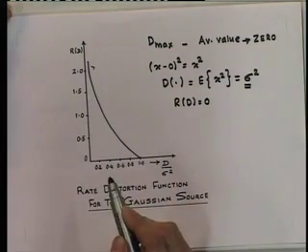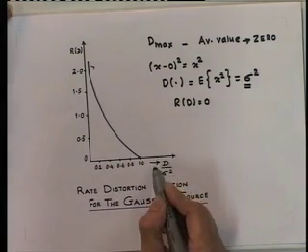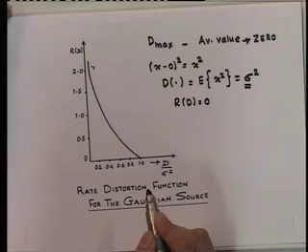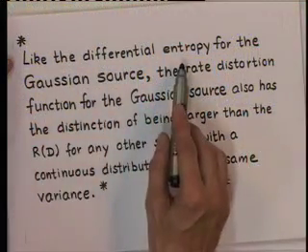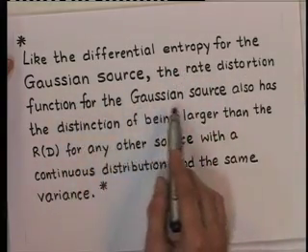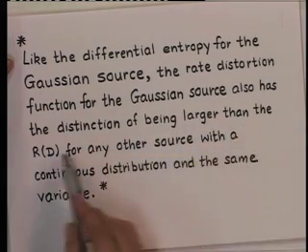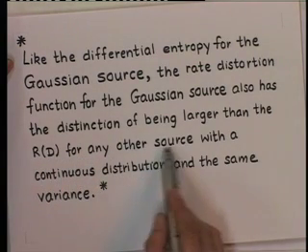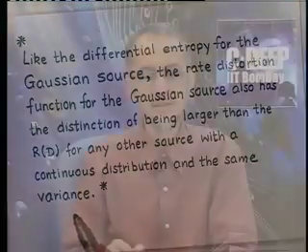This is of course a mathematical abstraction. In practical systems, d will be bounded by the smallest measurable signal value. So, in conclusion, we can say that like the differential entropy for the Gaussian source, the rate distortion function for the Gaussian source also has the distinction of being larger than the rate distortion function for any other source with a continuous distribution and the same variance.